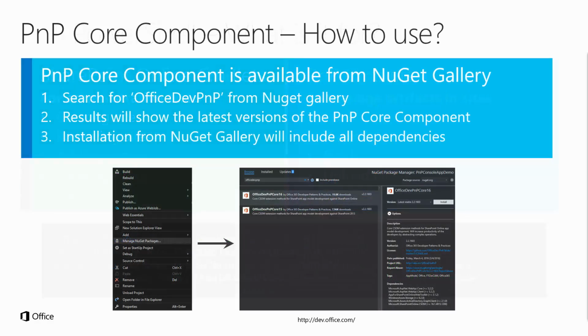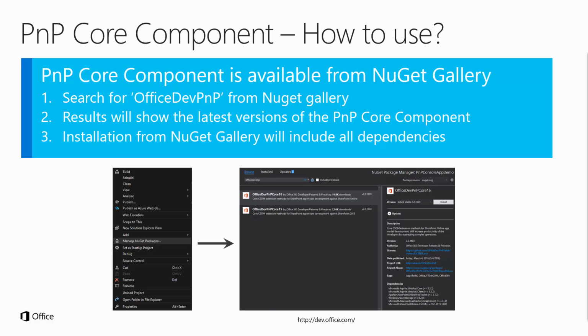Good. So moving on to the next topic. How do we actually use the PnP core component? The PnP core component is available from GitHub as open source code, but we also release it as a NuGet package in the NuGet gallery. And this is absolutely the preferred way of taking advantage of the PnP core component, so you can keep up with the new versions which are released on a monthly basis.